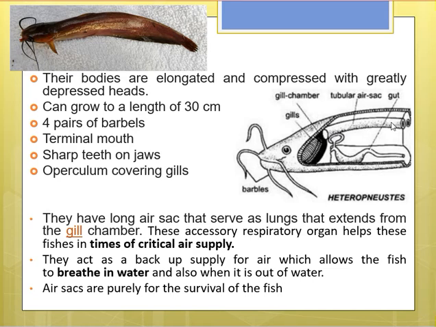So, the presence of this air sac gives them an additional mode of respiration. That means they can also breathe air. Their long air sacs serve as a lung that extends from the gill chamber, and these accessory respiratory organs help the fishes in times of critical air supply. They act as a backup supply of air, which allows the fish to breathe in water and also when it is out of water. So, air sacs are purely meant for the survival of the fish. The tubular air sac is a characteristic feature of Heteropneustes.